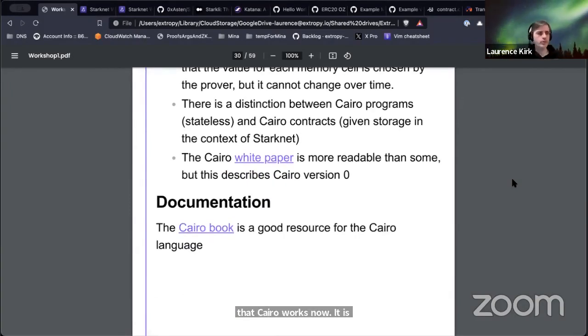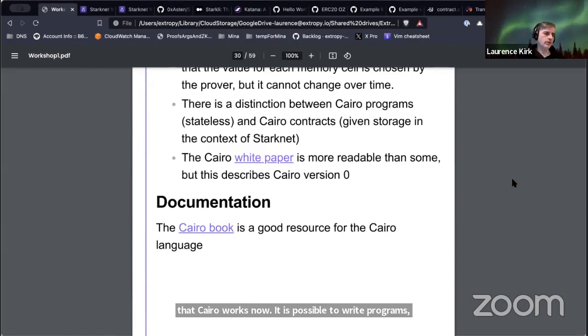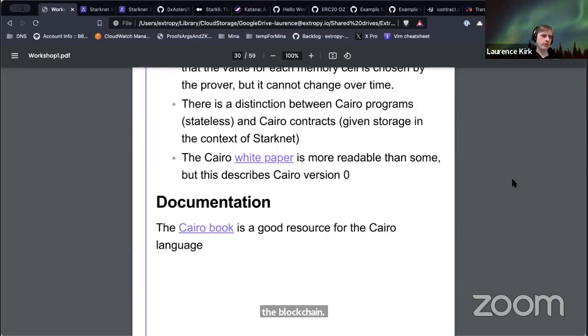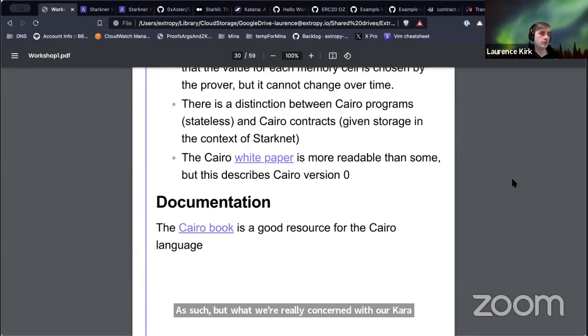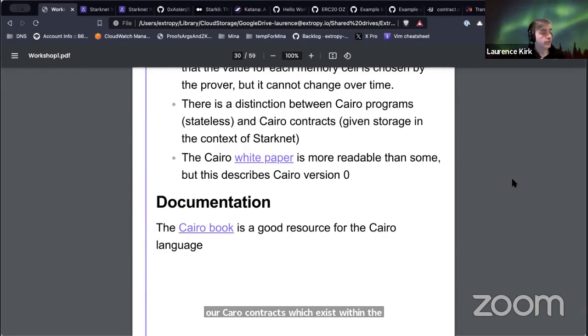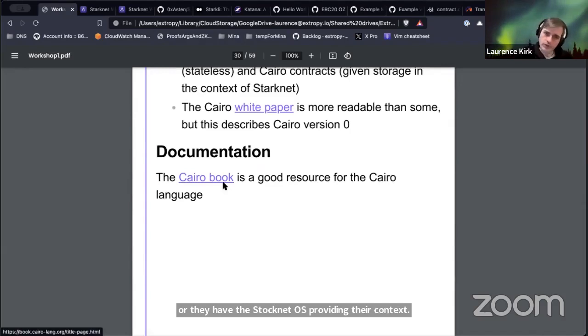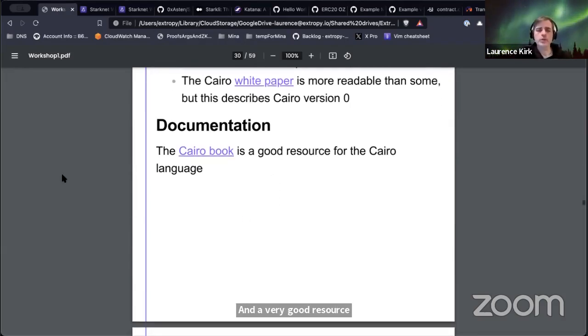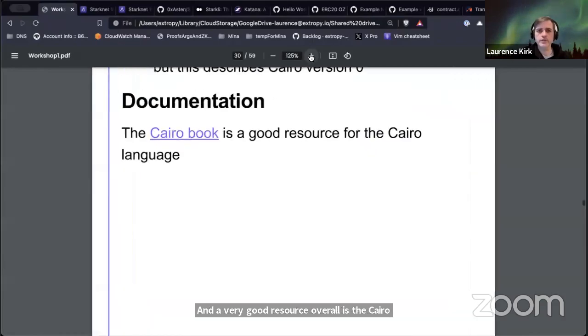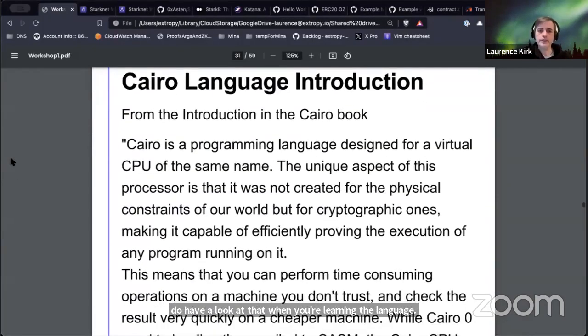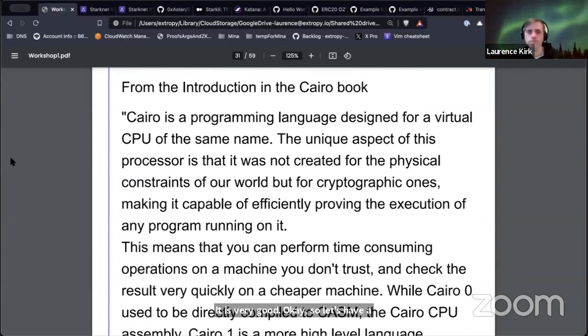It is possible to write programs and create proofs of these, but they're not really tied to the blockchain as such. But what we're really concerned with are Cairo contracts, which exist within the Starknet chain, and have the Starknet OS providing their context. And a very good resource overall is the Cairo book. So do have a look at that when you're learning the language. It is very good. Okay, so let's have a look at some basics about Cairo.